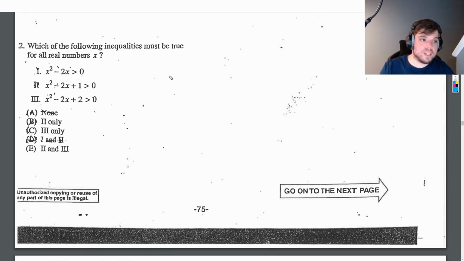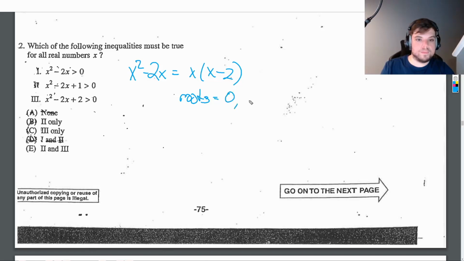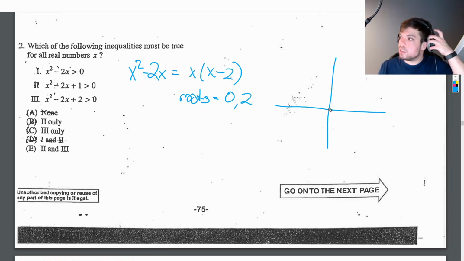Okay, so x squared minus 2x. If we take x squared minus 2x, we know this is x times x minus 2, which means that our roots are 0 and positive 2. If we drew this, we know it has to intersect the x-axis at 0 and 2, so at the origin and 2. If that happens, it must dip below the x-axis. It's going to look something like this.